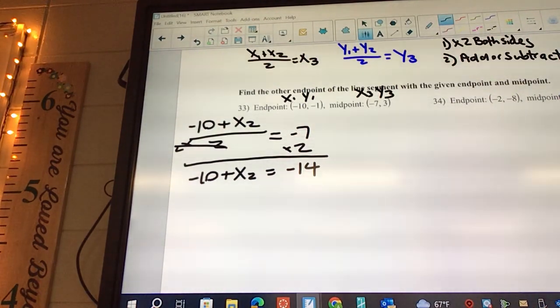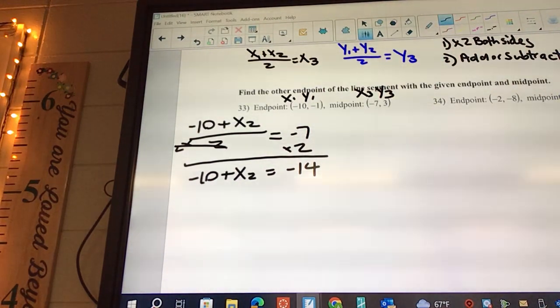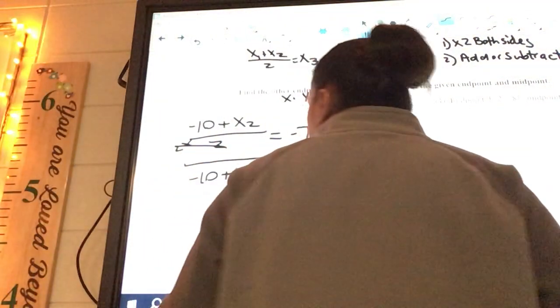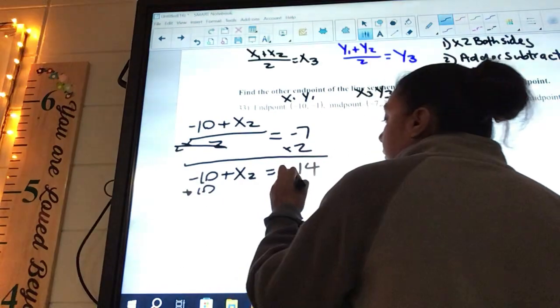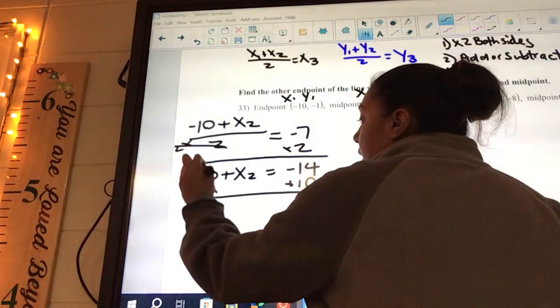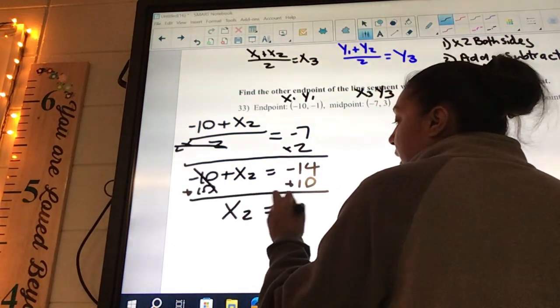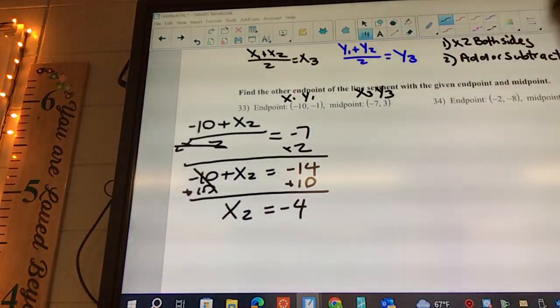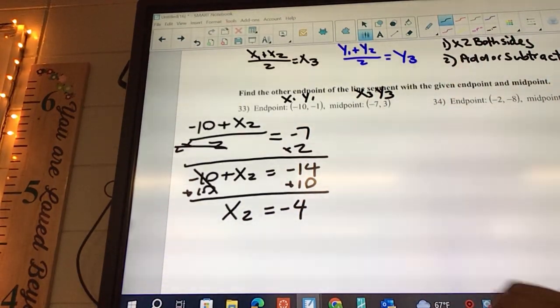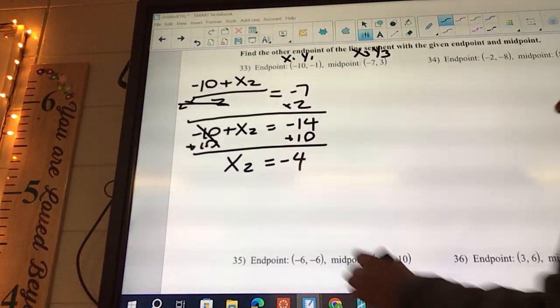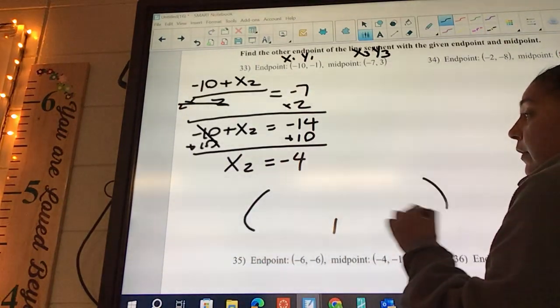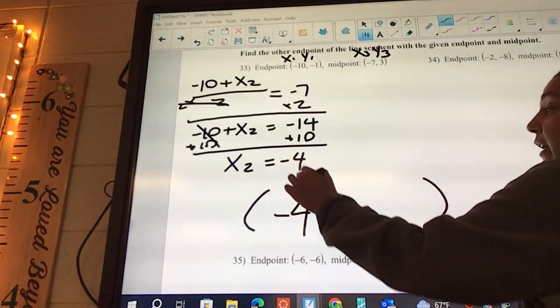Okay, and then are we going to add or subtract? Add. We're going to add 10 to both sides. So my x2 is going to be -4. And again, the same way we did before, we're going to put the -4 here.